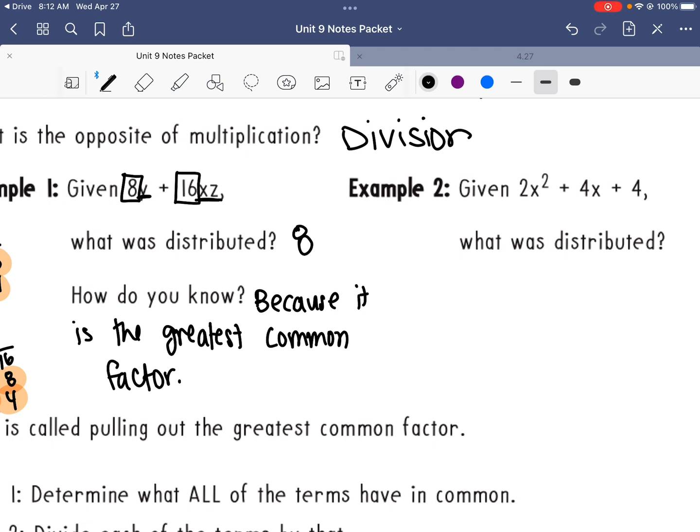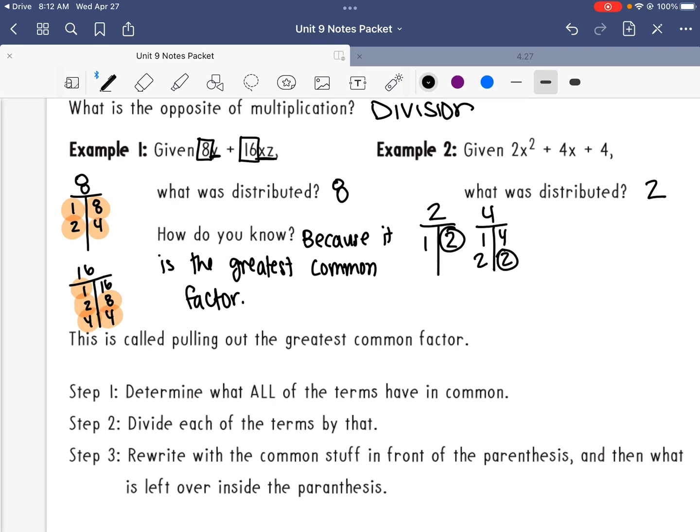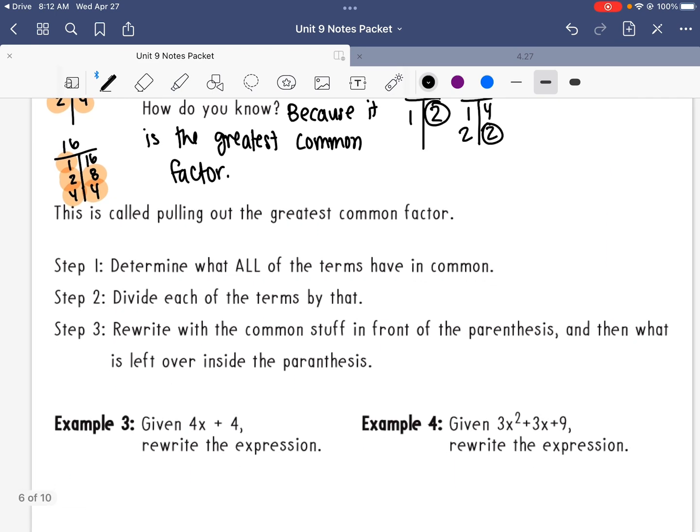And then we look at the numbers. We have a 2, a 4, and a 4. And we're trying to find the greatest common factor. So we look at a 2. So the choices for 2 are 1 and 2. And for 4, it's 1 and 4 or 2 and 2. So the biggest one that they have in common is this 2. So we know that the 2 was distributed. So this is what we call pulling out the greatest common factor.